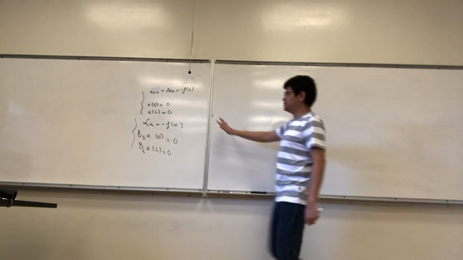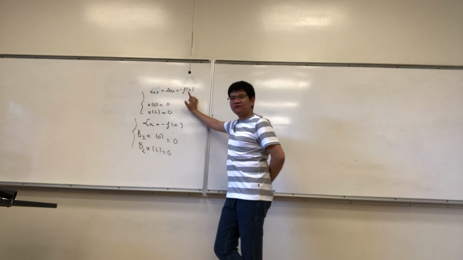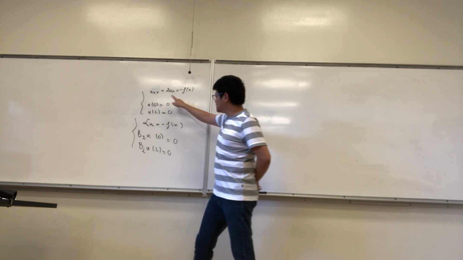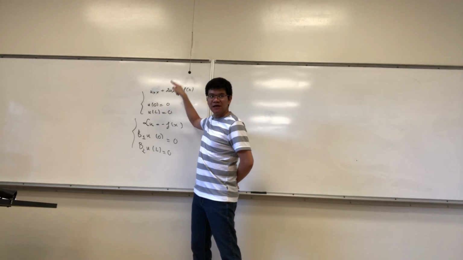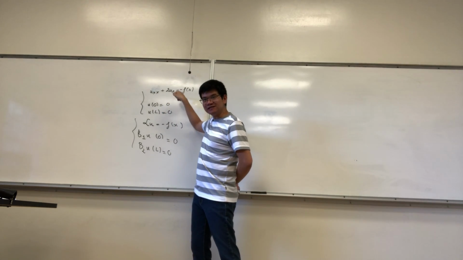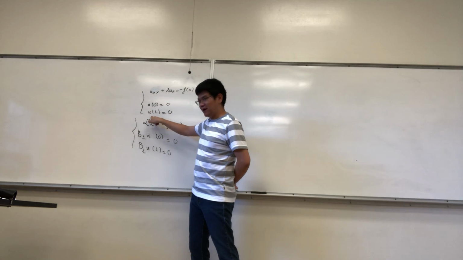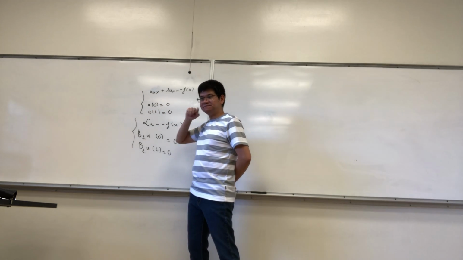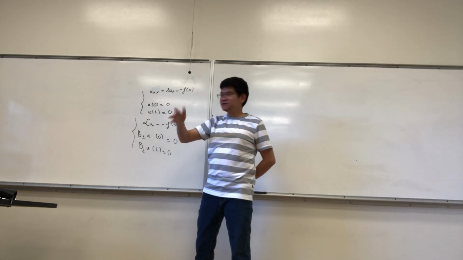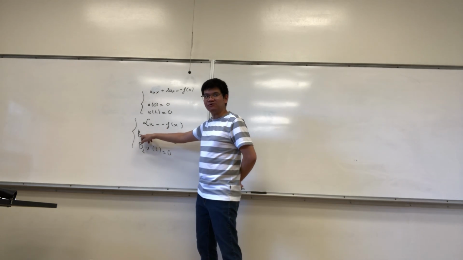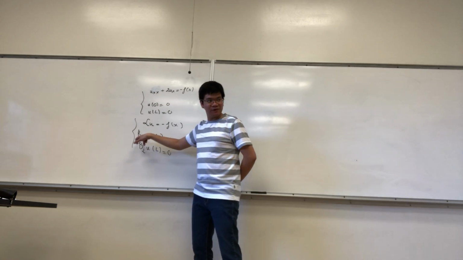Right, so I have this boundary value problem. I want to find a function u such that the second derivative of u plus 2 times the first derivative of u is minus f, and u at 0 and L are both 0. Like in the previous classes, I'm going to write Lu is equal to minus f. So what is L?